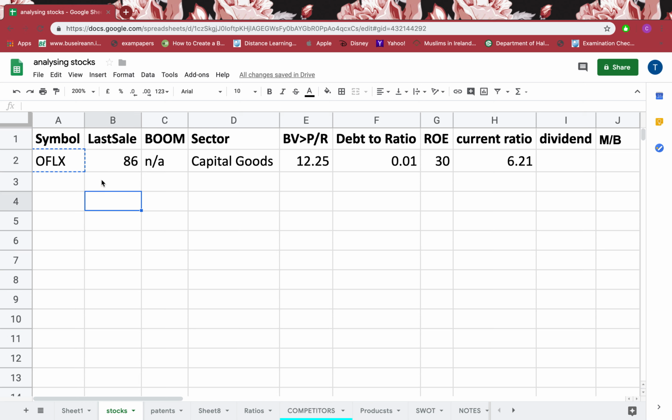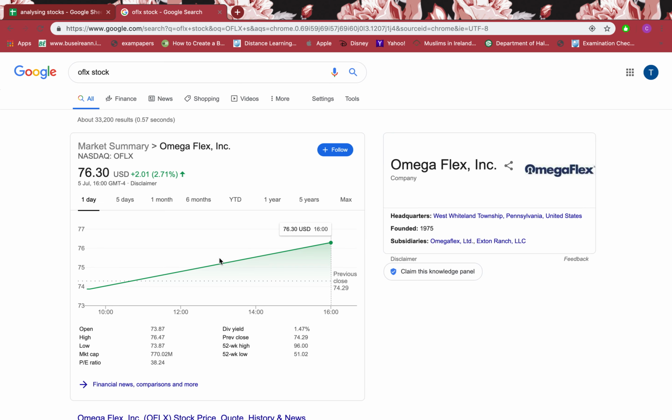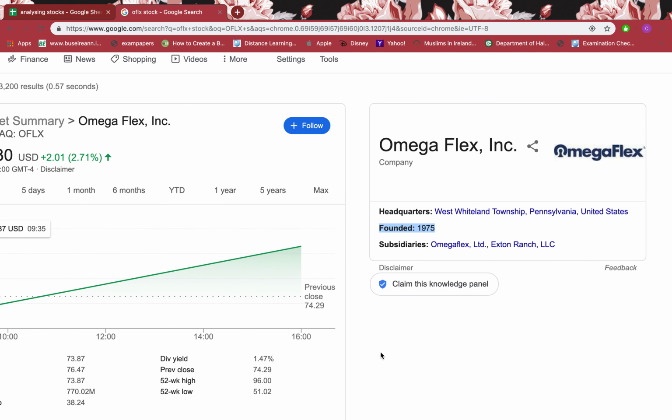Okay, in this tutorial, I'll be going through with you symbol OFX, and I'll just copy that and paste it and write the talk beside it. The information on the left hand side is from Google, and the information on the right hand side is from Wikipedia. If I want to buy the stock right now, I can buy it for 76.3 US dollars, and I can see it is founded in 1975.